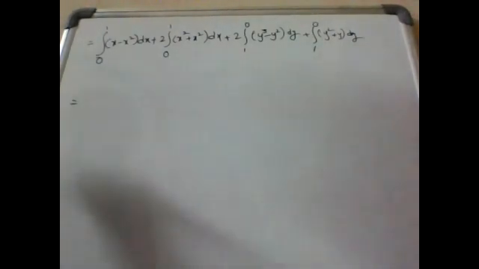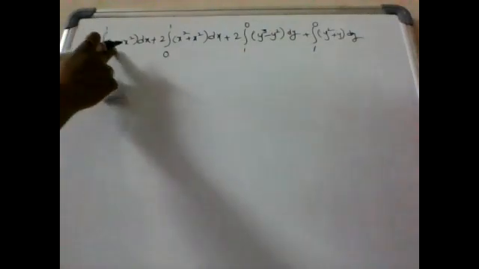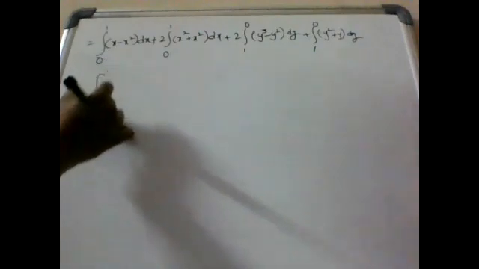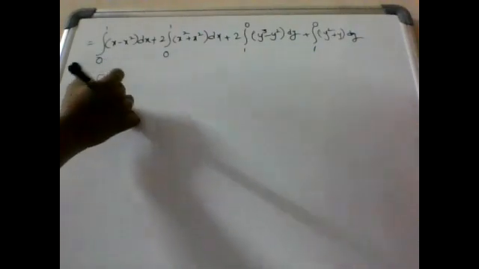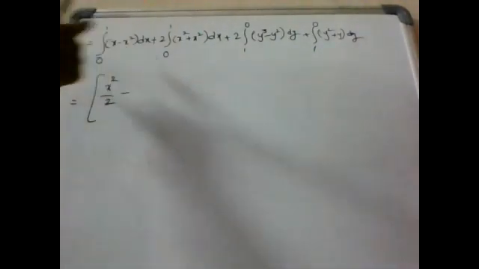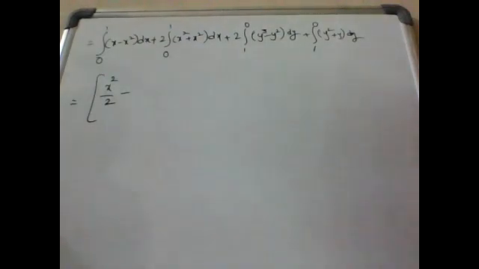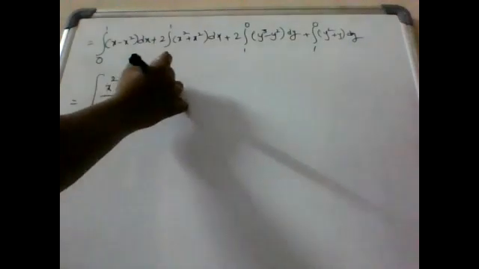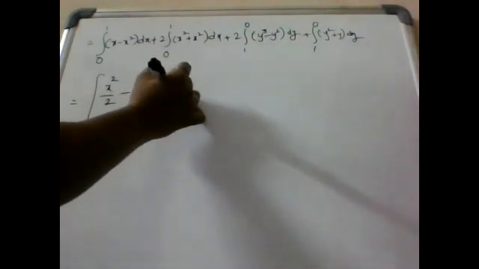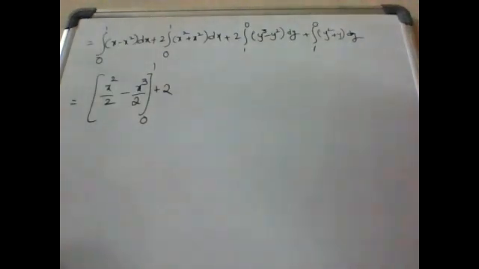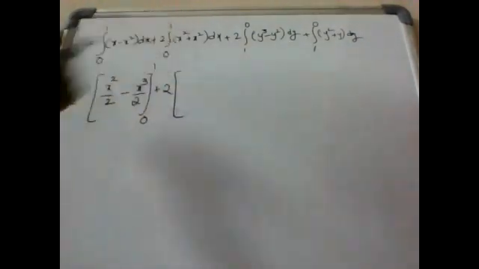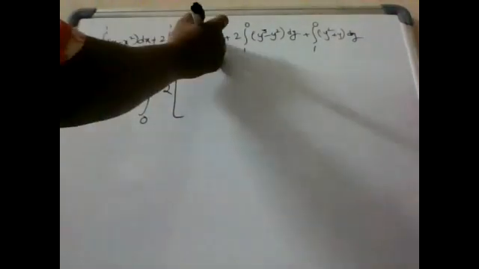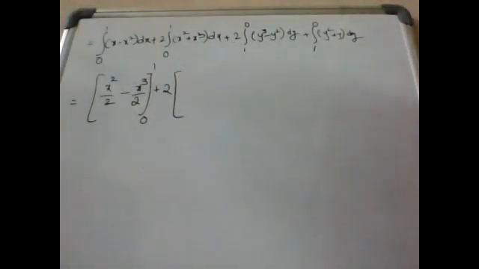In next integration, x integration: x power 1 plus 1 by 2, that means x square by 2, minus x square integration: x power 2 plus 1 by 2 plus 1, that means x cube by 2. Limits 0 to 1, plus 2 is constant. 2 is constant. X square plus here we have x cube. X square plus x cube.